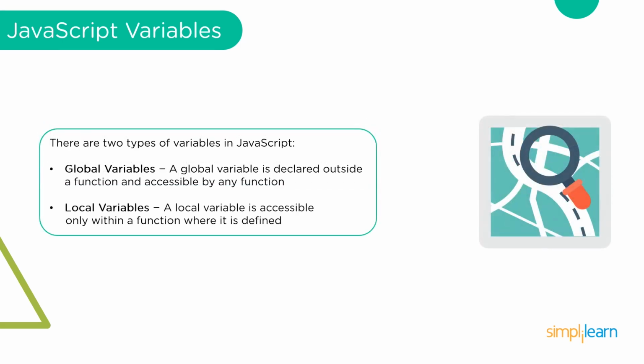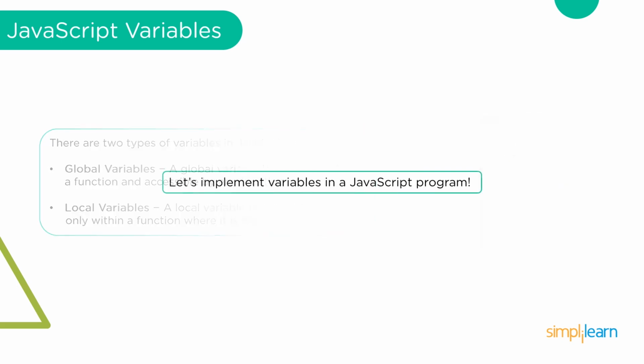Local variables, on the other side, are accessible within a function and hence cannot be accessed outside. So global variables are declared outside of the function and hence can be accessed anywhere, whereas local variables can be accessed within a function itself.